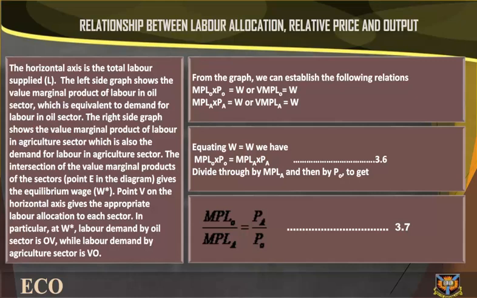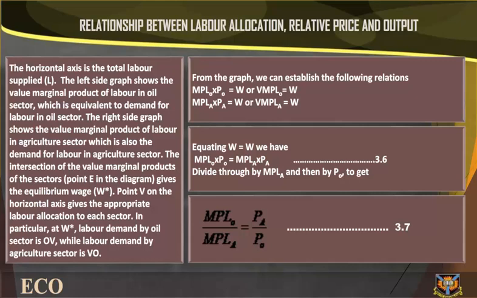The left side graph shows the value marginal product of labor in the oil sector, which is equivalent to the demand for labor in the oil sector. The right side graph shows the value marginal product of labor in the agriculture sector, which is also the demand for labor in the agriculture sector. The intersection of the value marginal products of the sectors, point E in the diagram, gives the equilibrium wage W. Point V on the horizontal axis gives the appropriate labor allocation to each sector. In particular, at W, labor demand by the oil sector is OV, while labor demand by the agriculture sector is VO.